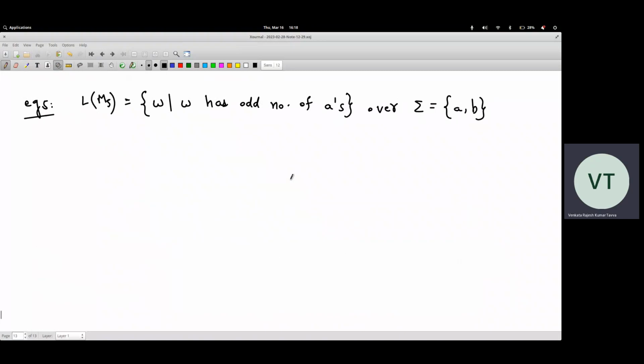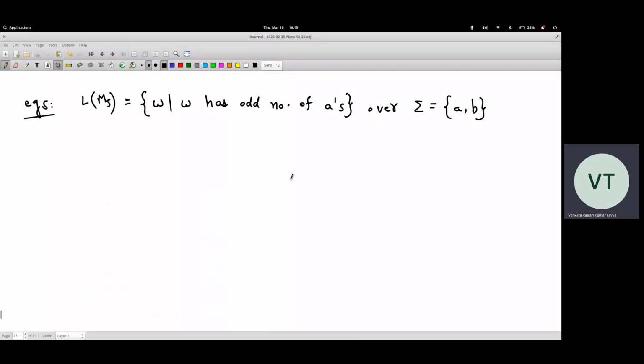So this machine should accept only those strings which have 1 A or 3 A's or 5 A's and so on. The number of B's can be any number. 1 B, 2 B's, 3 B's, 100 B's, million B's, it doesn't matter. The number of A's should be 1 or 3 or 5 and so on. And one clue is, don't try to count the exact number of A's. You can still build a machine which recognizes whether you have odd number of A's or not.